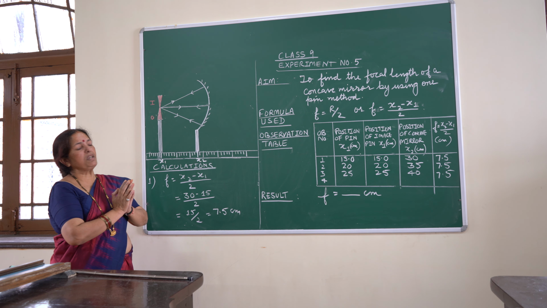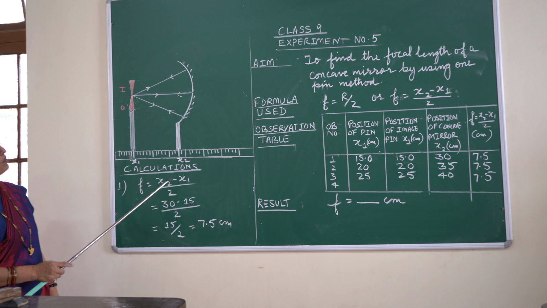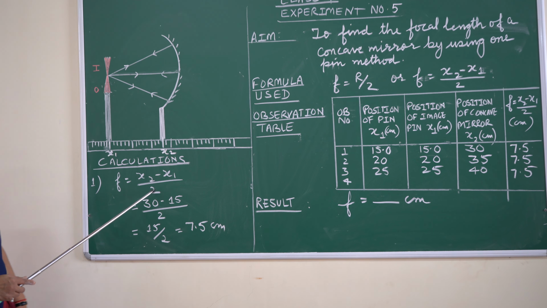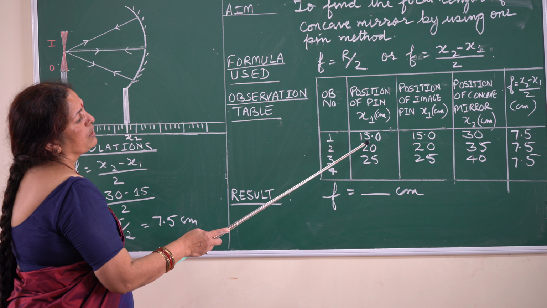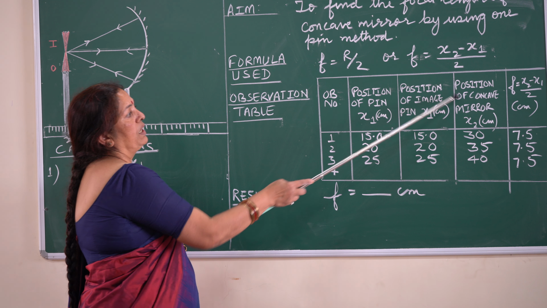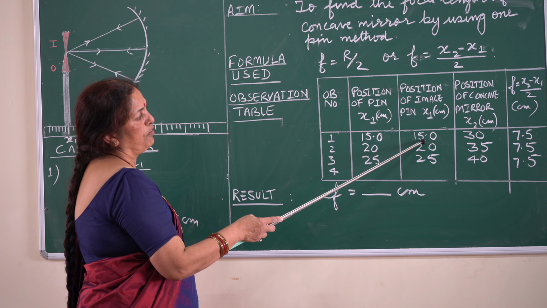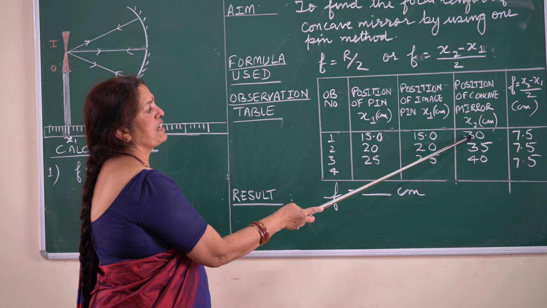For the calculation, I'll be using the formula F is equal to (x2 minus x1) divided by 2. I have used one of the readings from here. The object position is 15 centimeter. The image pin position is also 15 because it's exactly on top of it. And the position of the mirror is 30 centimeter.